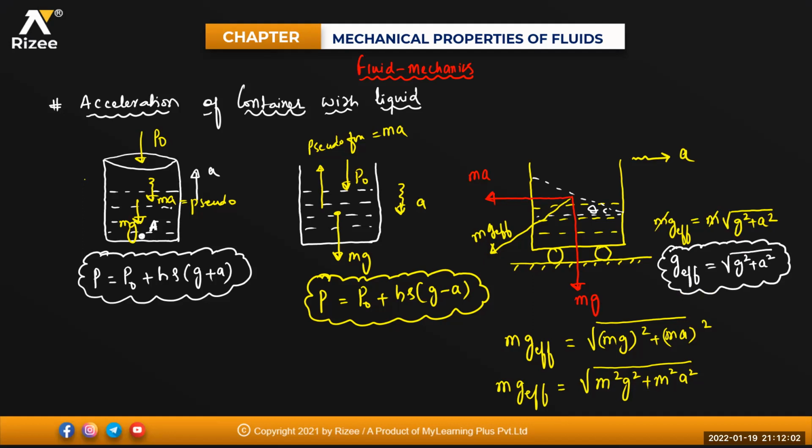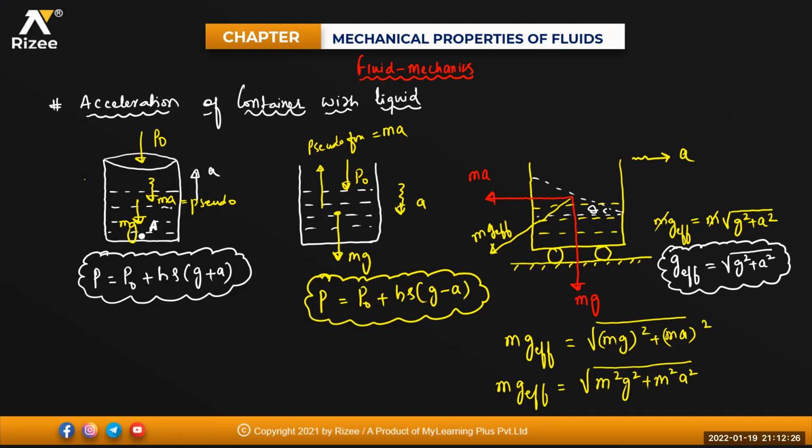Clear? So these are the three cases you should remember in the static condition. If it is moving in the upward direction, P is equal to P naught plus h rho into g plus a. If it is moving in the downward direction, P is equal to P naught plus h rho into g minus a. If it is accelerating in the front direction, then g effective is equal to the square root of g square plus a square. Clear?